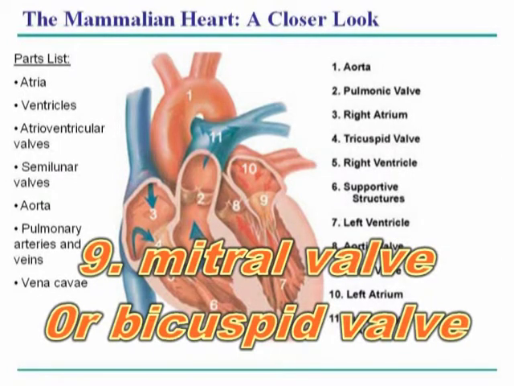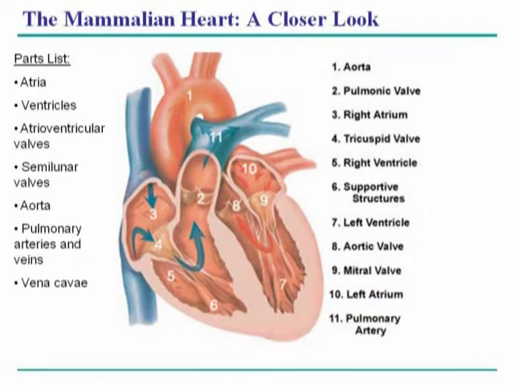Bicuspid valves. Okay? And then go to number 7. If you observe, number 7 is the thickest heart chamber, because it must contract and send the oxygen-rich blood to the body, you know. So number 7 is the left ventricle.